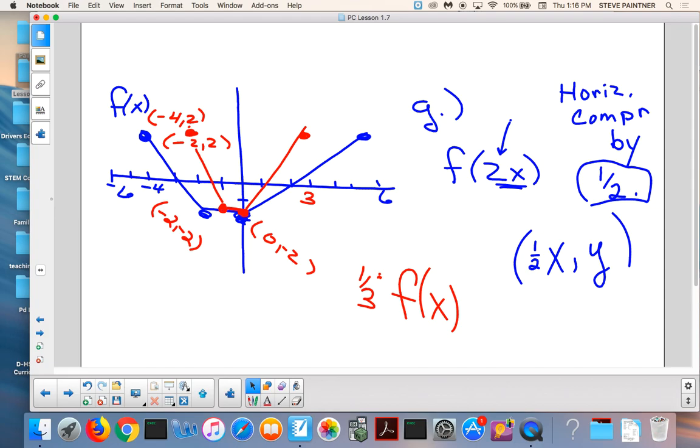Oh, a 2 in front of the function is a stretch. All y values get twice as high, right? So when you said 2 and you went to 4, good. But this one's down 2. Right. So now it should be down 4. Down 2, down 4. Okay. So you pull them away from the x-axis, right?